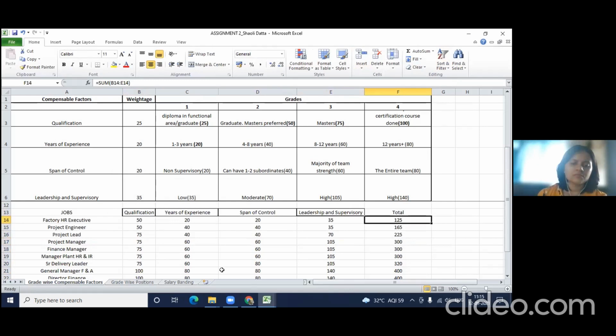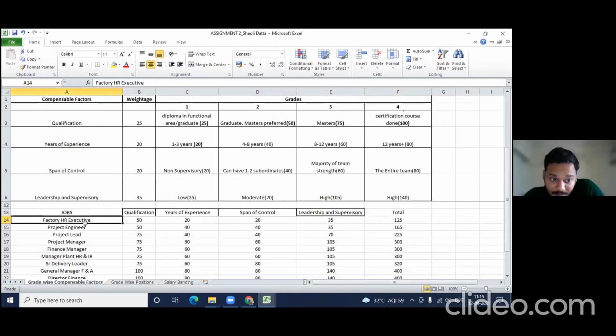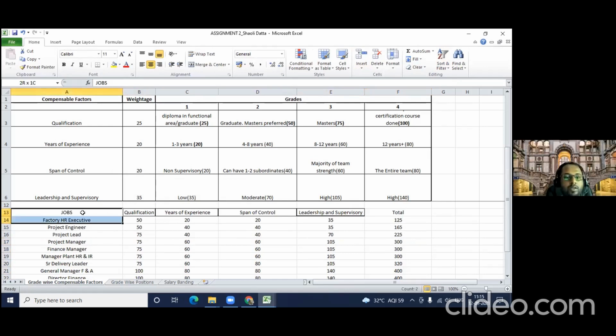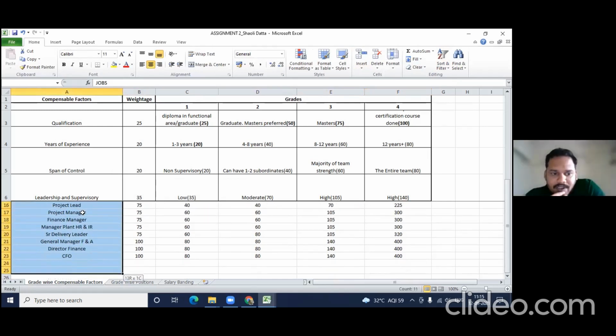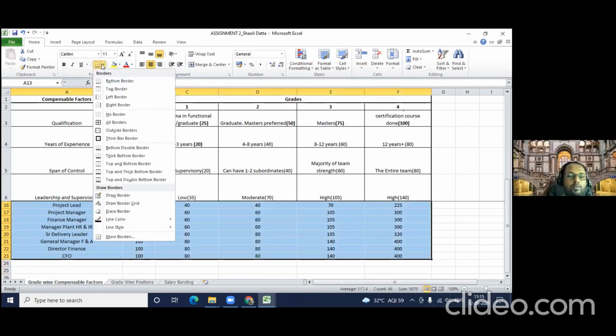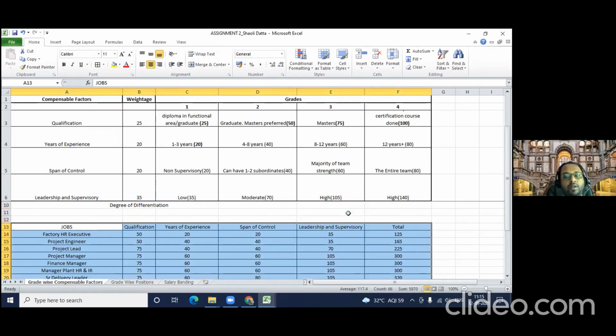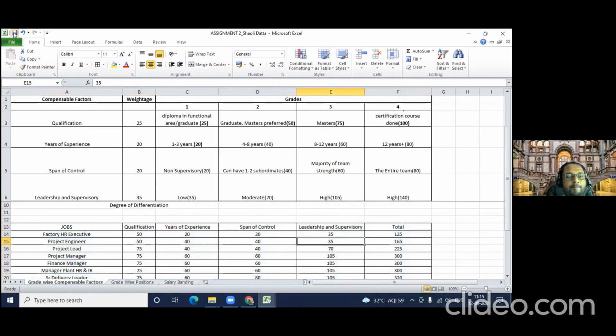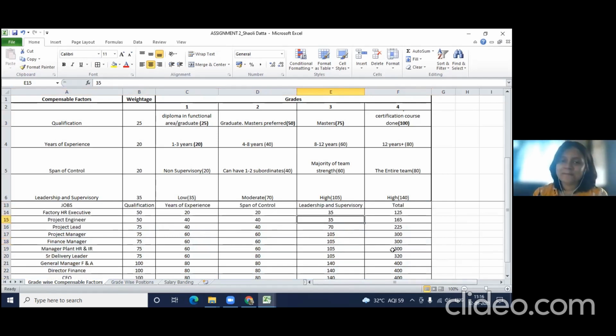You can select it from the jobs. Select A13. But I think it's already done. Yes, it is done. Either way, it will work. You can just select the whole table, or you can just select the one column. It will work related to that column only. Anything else we had to do? We are done with the total.